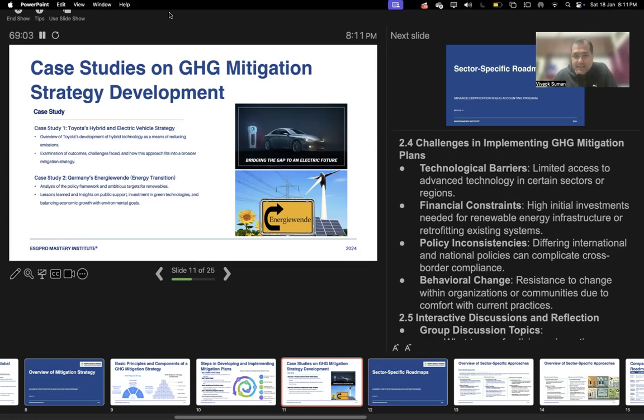Okay, so one case is Germany's Energiewende, the energy transition. This is related to government action. Another case is Toyota's hybrid and electric vehicle strategy, why it is failing, and what different strategies they have brought in to go back to their targets. It is a good example of how you should adjust your strategy. So both case studies are critical.